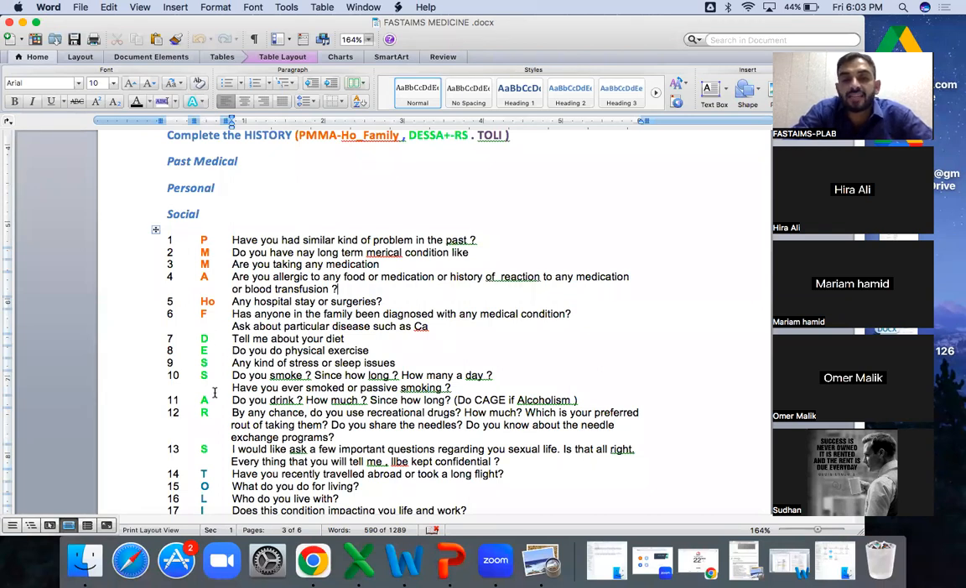Similarly, DSRS starts with diet. Tell me about your diet. One question: do you exercise physically? Again, this question is very typical. If you are asking a bedridden patient to tell you about their physical exercise, that means you are templated. You are not following. So these questions should be in your mind. When to ask and when not to ask is quite important, and they will not be asked in every case. So you will have to be selective, but just keep this approach in your mind.